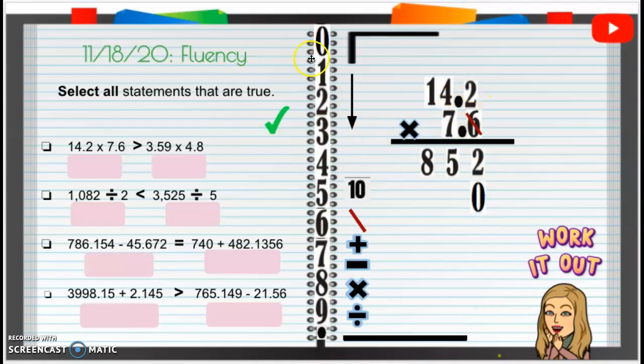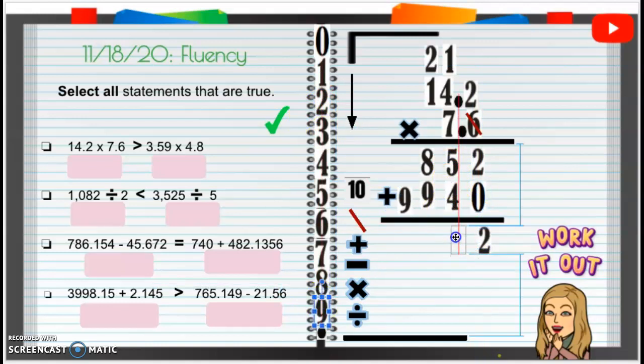Now I'm going to do 7 times 2, which is 14. Carry that 1, drop that 4. 7 times 4 is 28, plus 1 is 29. And then 7 times 1 is 7, plus 2 is going to be 9. Now I'm going to add them up. All right, so 2 plus 0 is 2. 5 plus 4 is 9. 8 plus 9 is going to be 17. And then 9 plus 1 is 10.